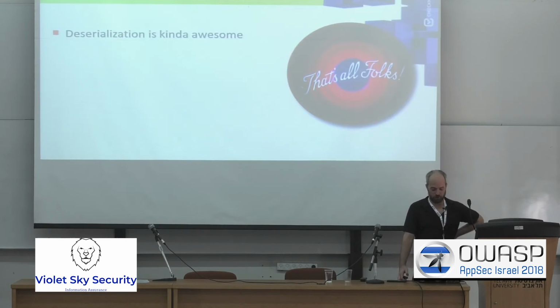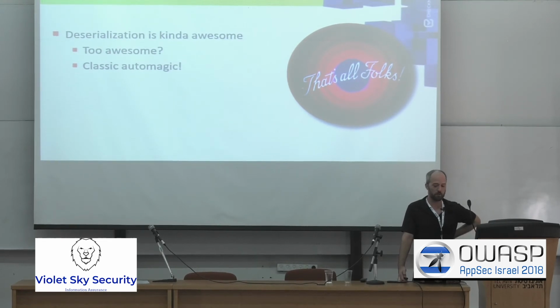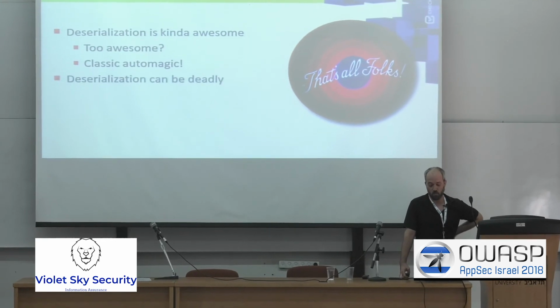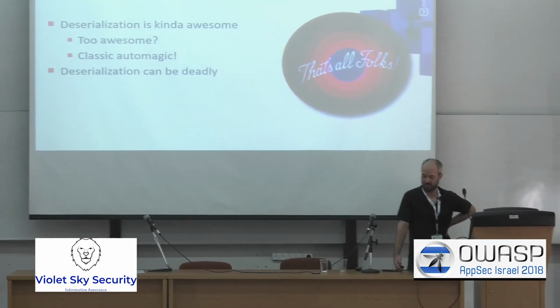In conclusion, deserialization is kind of awesome. It's very cool. It solves a lot of problems very easily. But is it too awesome? Maybe it's too awesome to exist in this horrible world of ours. And it's a classic example of things being automagical. Things just magically happening with people not really bothering to understand why and how. And if it works so well, maybe it can work too well. And it can be very, very deadly, as all those vendors can attest.